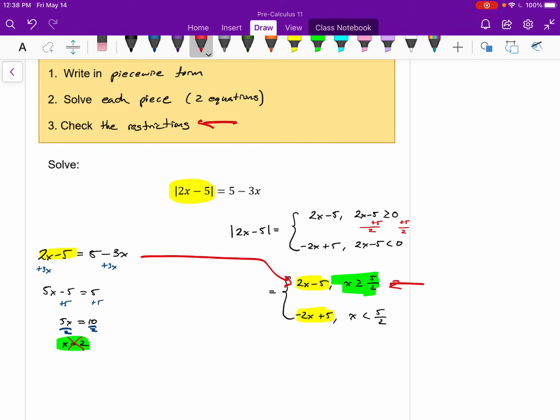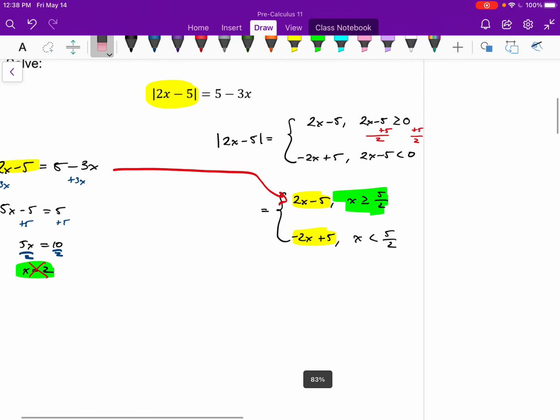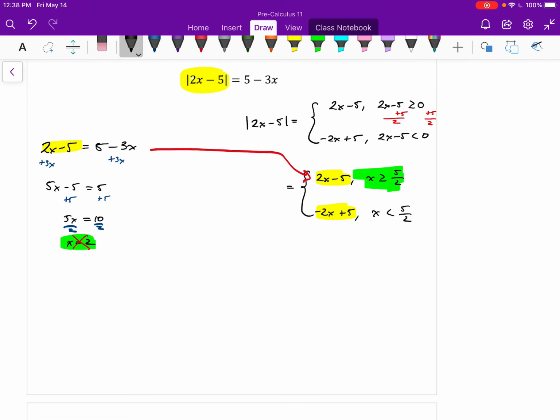Because again, when x is 2, I look at this other piece. So maybe 2 was a solution for that piece. But again, this is where those restrictions come into play. So far, I don't have any solutions. But now let's look at the other piece. So negative 2x plus 5 equals 5 minus 3x. And again, this comes from this equation right there. I'm looking at this piece.